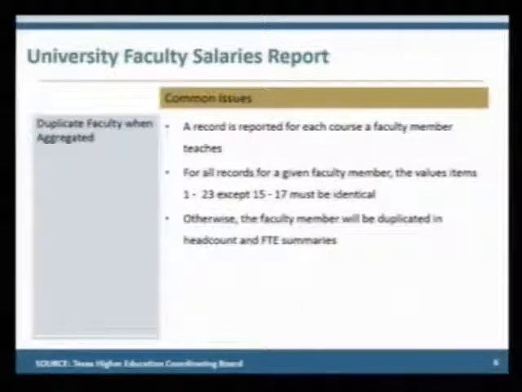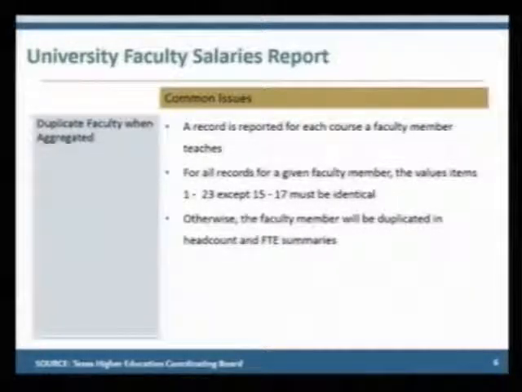One is duplicate faculty. Several key fields on the faculty salary report have to be identical. Again, what I told you before we introduced the S, faculty members were reported one time on the faculty salary report. That was the key ID was their ID. That's not the case anymore now. We duplicate the faculty member for every course they teach. So an instructor teaching 3 courses would be listed on the fall faculty salary report 3 times.